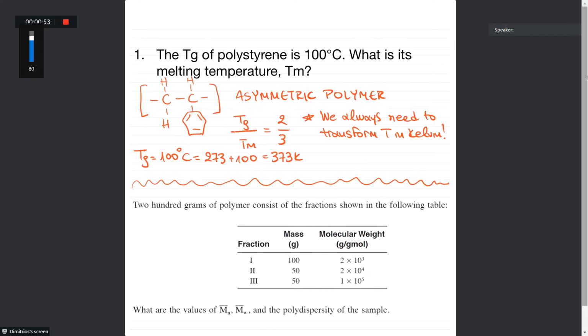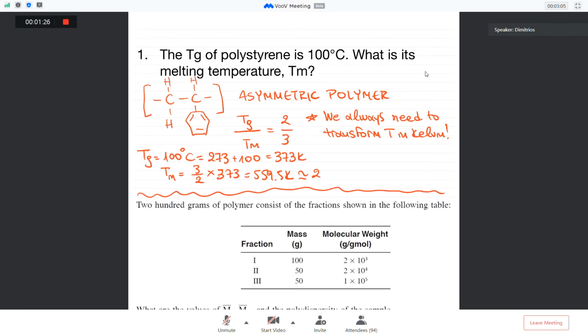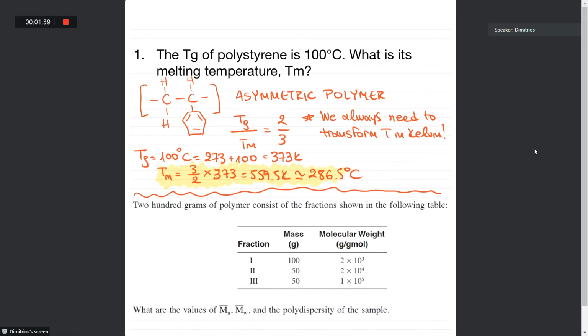And that leads to a glass transition being 3 over 2 times 373. Sorry, the melting point. And that is 559.5 Kelvin, which is approximately equal to 286.5 Celsius degrees. Okay. I repeat, these are empirical relationships. They do not provide a very, very accurate melting point, but still can be used in order to get an approximation for the melting point, okay?